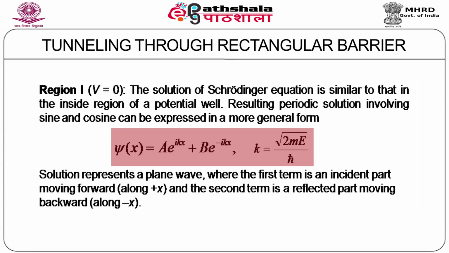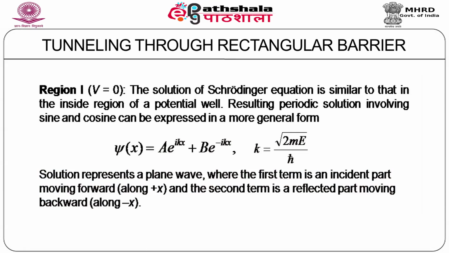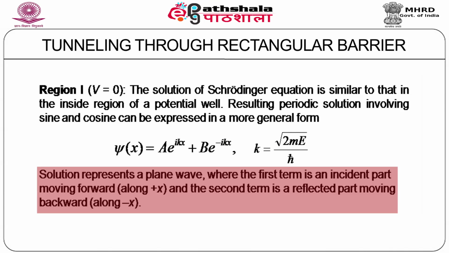And k, that is the wave number as before, is under root 2mE upon h cross. The solution represents a plane wave where the first term is an incident part moving forward along plus x, and the second term is the reflected part moving backward along minus x.